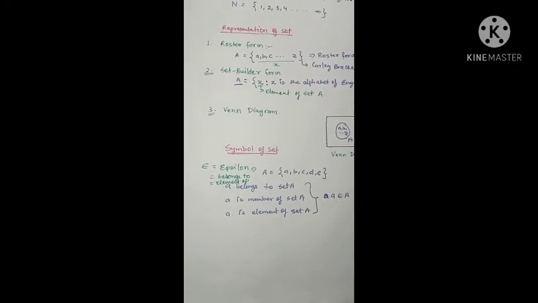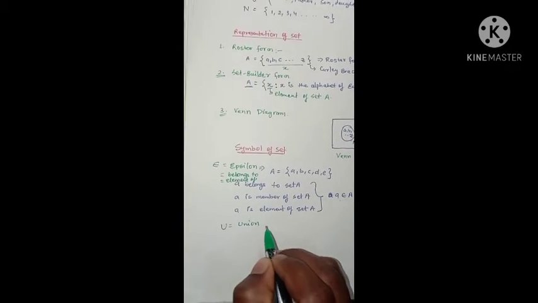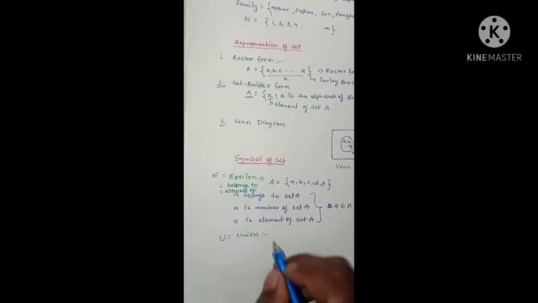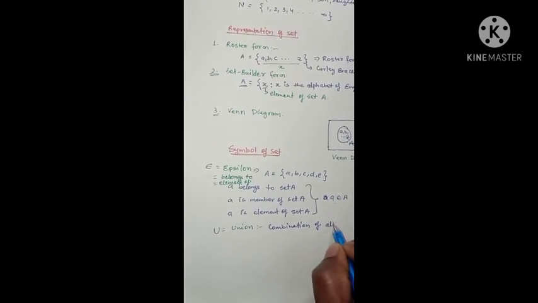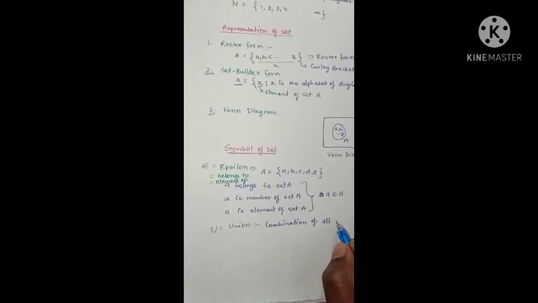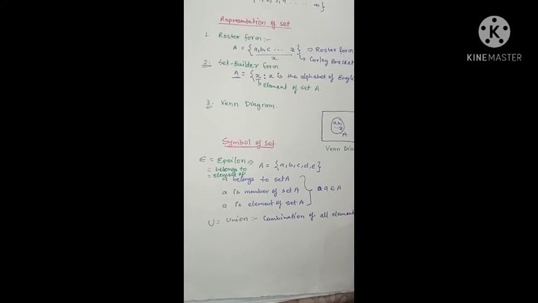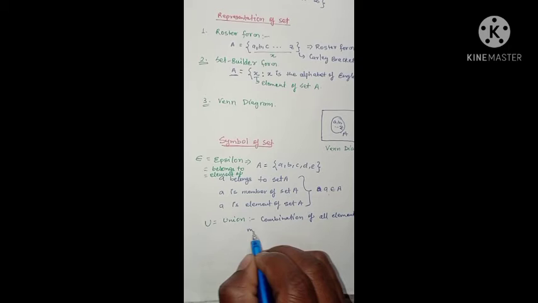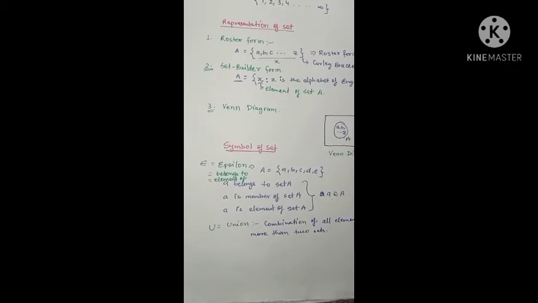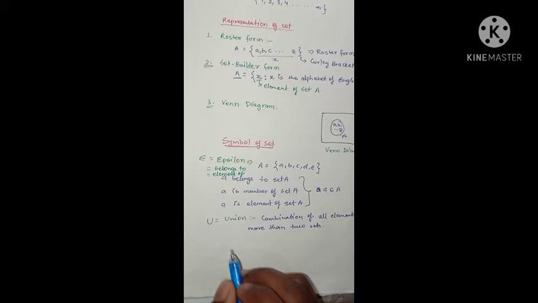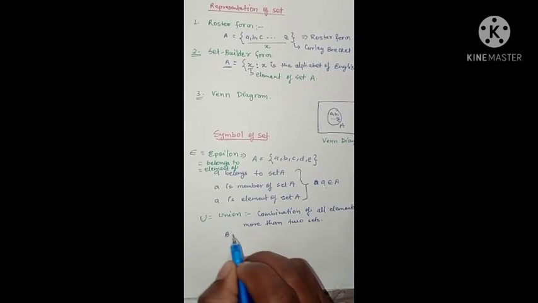There is another symbol called union. U represents union. What is the union? Union is the combination of all the elements of two or more than two sets. Suppose there is set A, as you can see, and another set given B, where F, G, H, I. This is another example.